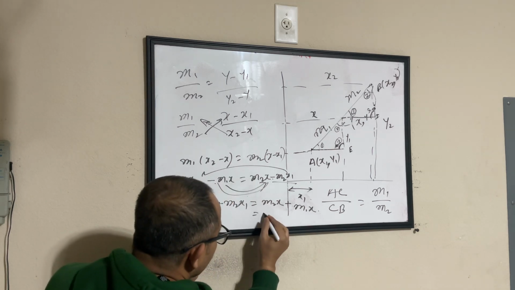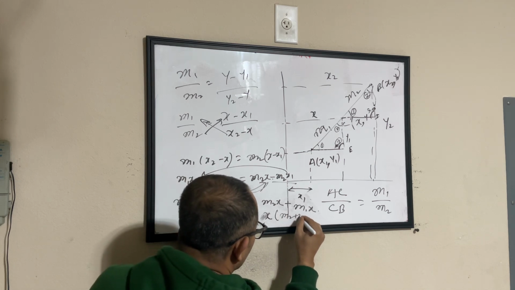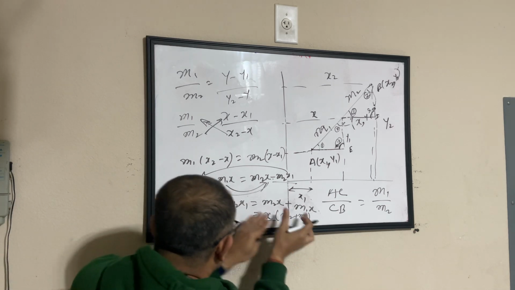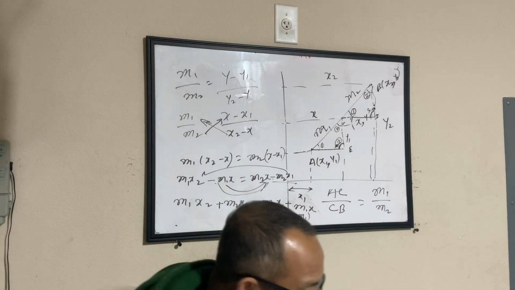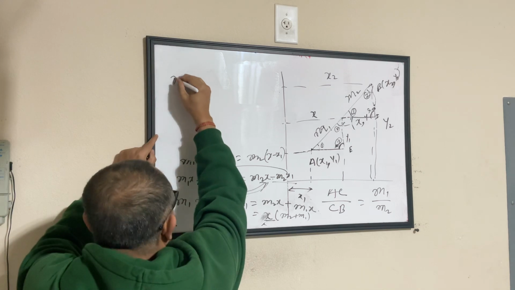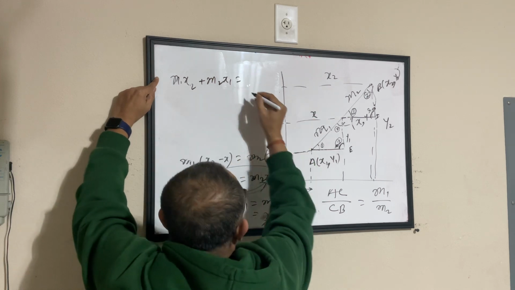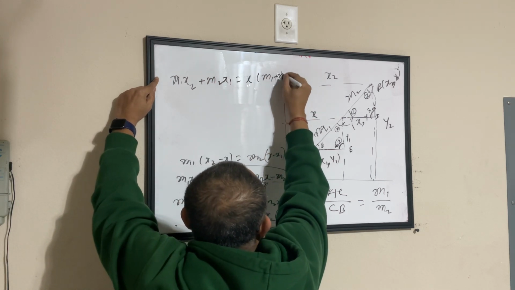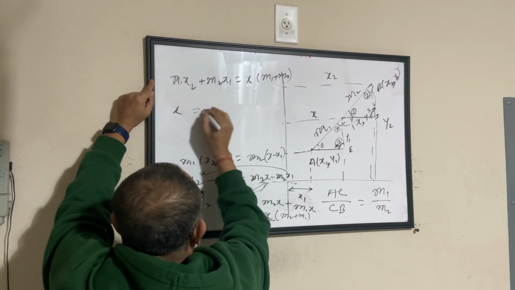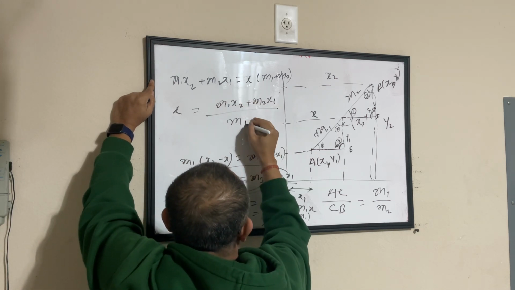So what you see here is x is common. If you take x common out, it becomes m2 plus m1. So if I want to find out x, I will get this guy to this side. Or let me not rush through this. So it became m1 x2 plus m2 x1 equal to x times m1 plus m2. So if I keep x only this side and make this guy go this side, this will become m1 x2 plus m2 x1 divided by m1 plus m2.